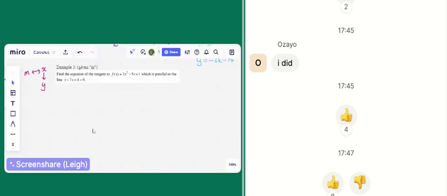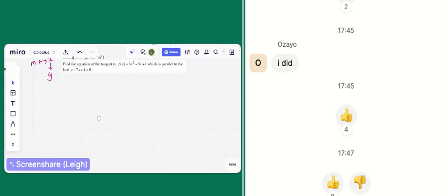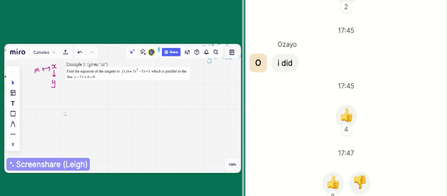All right, so let's have a look at the next one quickly, and then we're going to have to maybe treat the next question as our exit ticket. The time goes by so fast. Okay, so remember our magic 3 ingredients. x holds everything together. From x, we can get y or m. In example number 3, we've been given the gradient. It says, find the equation of the tangent to f of x equals 3x squared minus 5x plus 1, which is parallel to the line y minus 7x plus 4 equals 0.